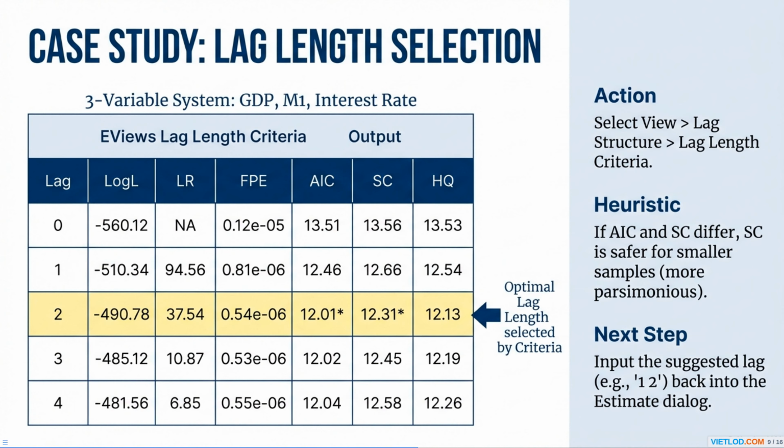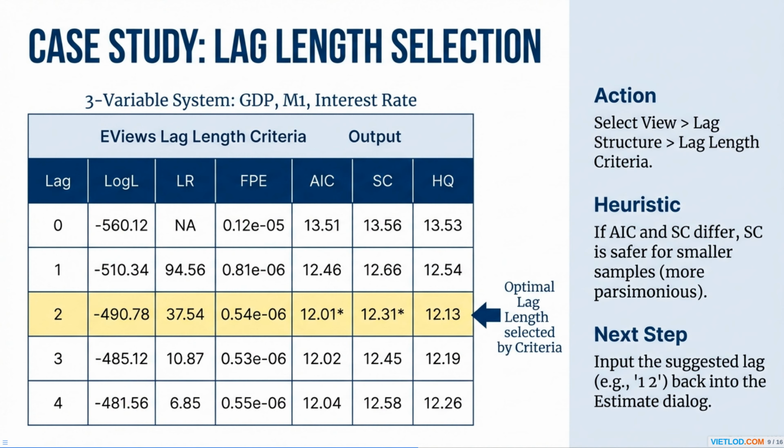This slide presents a case study on selecting the optimal lag length for a 3-variable system involving GDP, M1, and interest rate. The table displays EViews output for various lag length criteria across different lags, from 0 to 4. To obtain this table in EViews, you would select View, then Lag Structure, followed by Lag Length Criteria. You'll notice that for lag 2, both the AIC and SC criteria are marked with an asterisk, indicating they suggest an optimal lag length of 2.